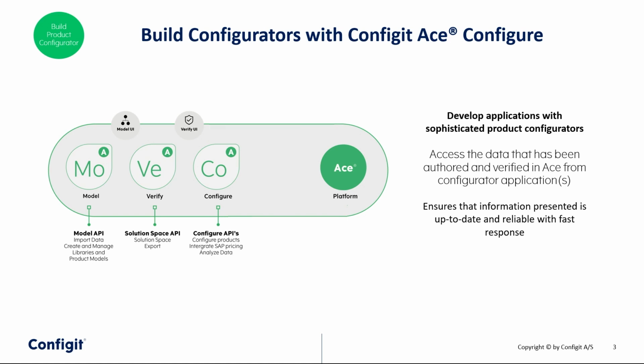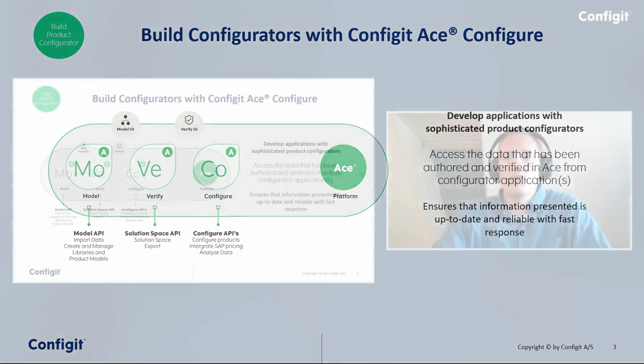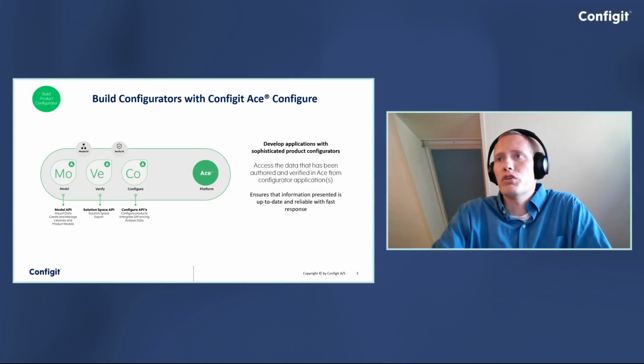But first of all, let's talk a little bit about where we fit into the scenario compared to what Jesper and Laura have talked about so far. Laura started by talking about ACE Model and how you work inside the modeling environment to build your applications, to build your product models. Then Jesper talked about how you verify and analyze your product offering within ACE Verify. And I'll now talk about the module called ACE Configure, which is really where you use your APIs to build what we call sophisticated product configurators within your own applications.